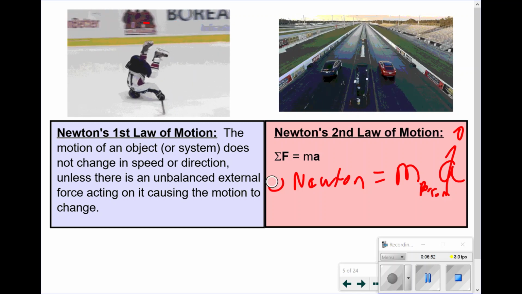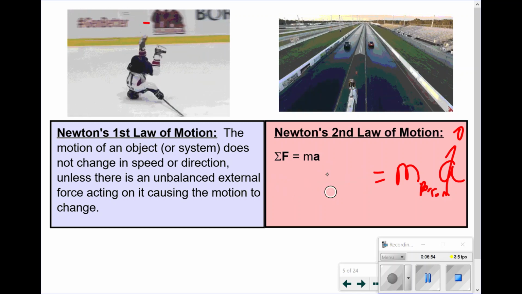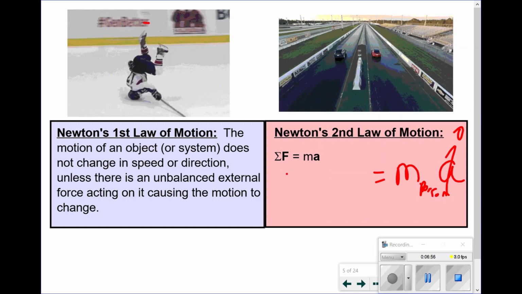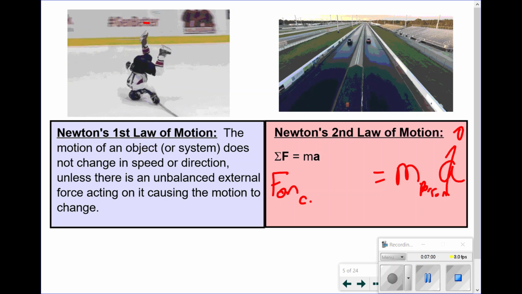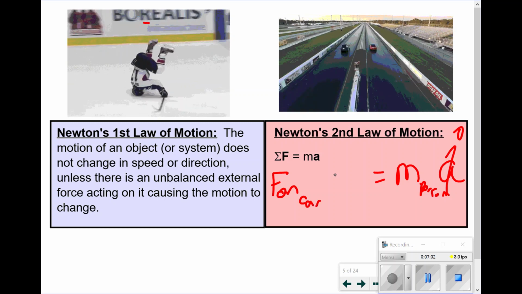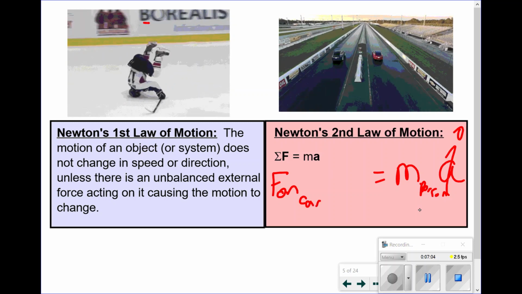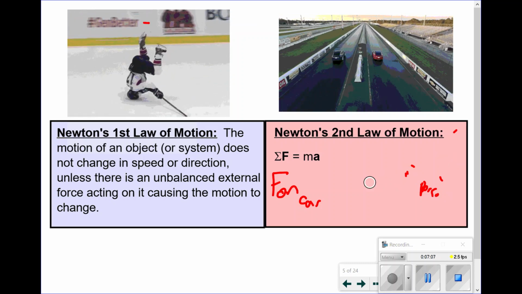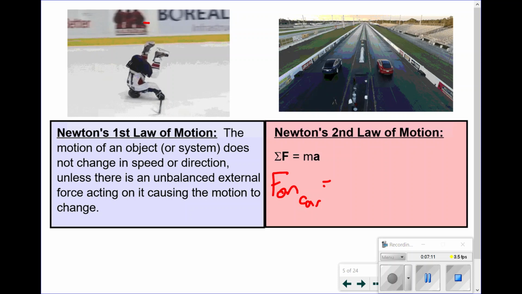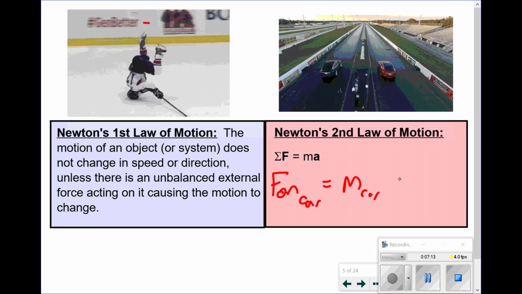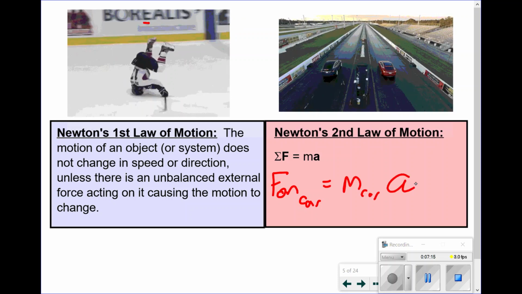And we could turn around and say that the net force on the car, such as the friction force, force on car, must equal the mass of the car times the acceleration that the car experiences.